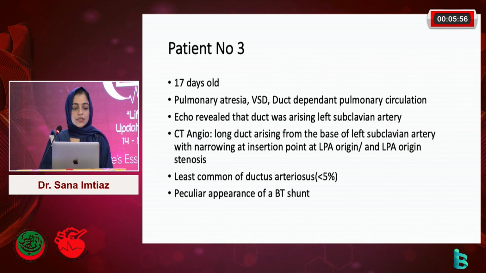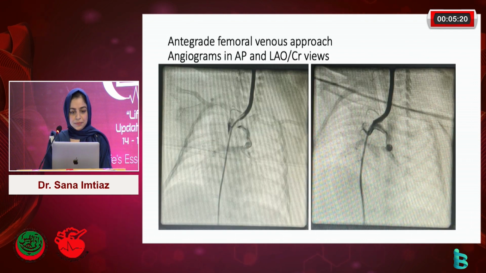The third patient is 17 days old. He was diagnosed with pulmonary atresia, VSD, and duct-dependent pulmonary circulation. Echocardiography revealed that the duct was arising from the left subclavian artery. CT angio showed a long duct arising from the base of the left subclavian artery with narrowing at the insertion point and left pulmonary artery origin stenosis. This type of duct is the least common type of ductus arteriosus, less than 5% of cases, and it gives a peculiar appearance of a BT shunt.